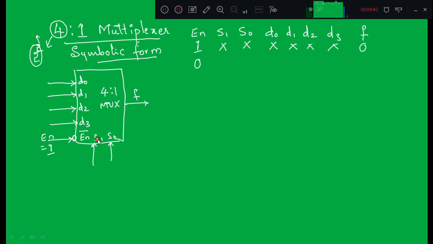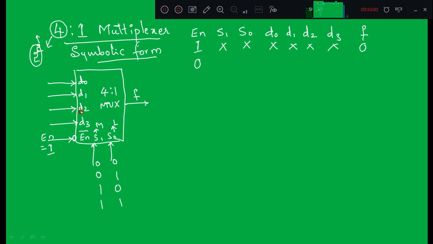So now if I make select line is equal to 0 0, right? So there are 2 select lines. So how many combinations can I write? I can write 4 combinations: 0 0, 0 1, 1 0, 1 1. So here I am treating S1 as MSB and S0 as LSB, right?